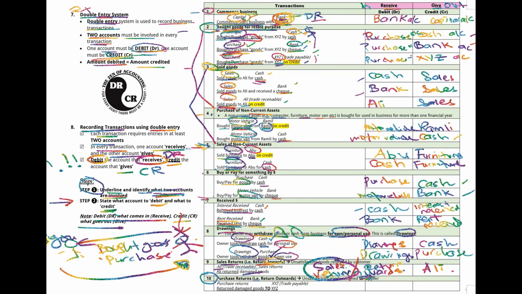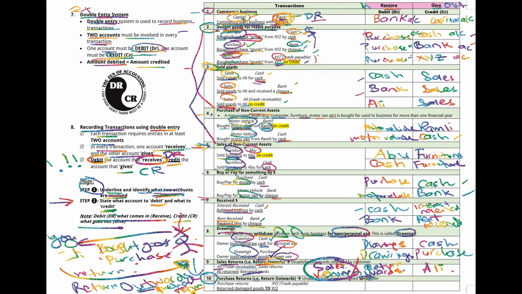This is you. The arrow is going out from you. So you return the goods, and this return is called the return outwards. Out, going out from you. Or another name is called the purchase return. I think nowadays people more frequently use the word purchase return instead of return outwards.